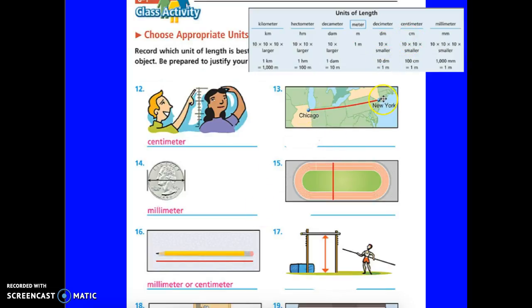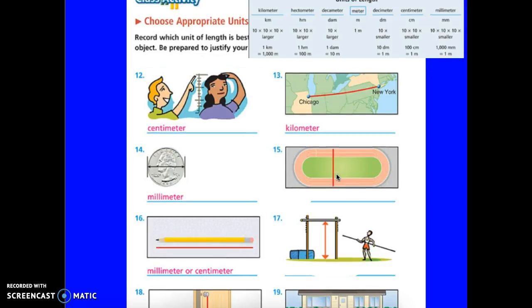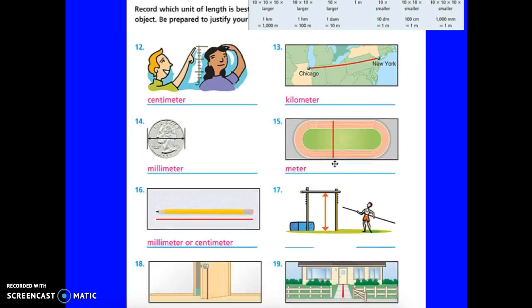How about a really large space from Chicago to New York? What would make the most sense there? Yeah, kilometers, right? This is a huge distance. Okay, we're going miles and miles and miles. So kilometers would be a great way to measure it. How about around a track? What do you think we would do to measure around a track, or partially around a track? Meters. Meters would be good. If you get too big, you're not going to be able to measure accurately, but if you don't want to have a huge number and have one of these smaller ones, so meter would be great.